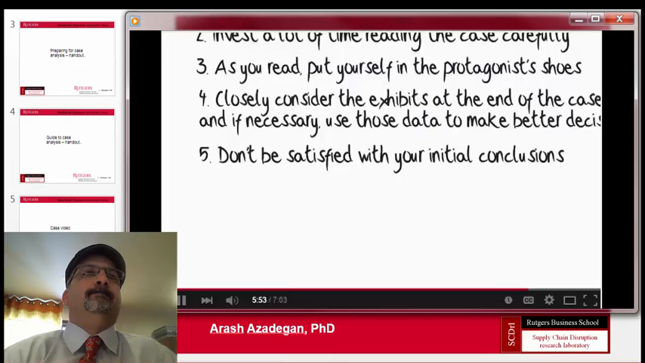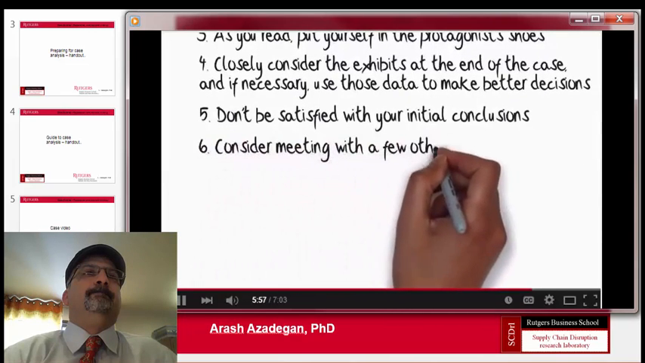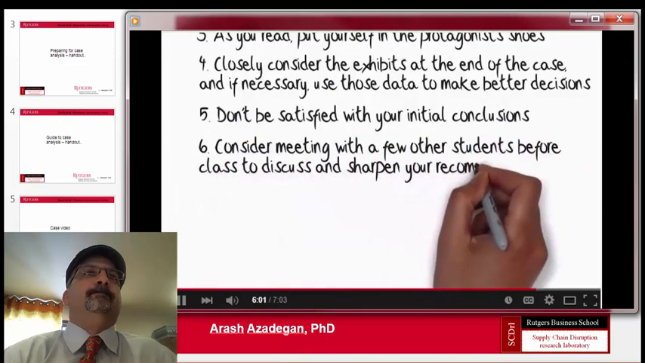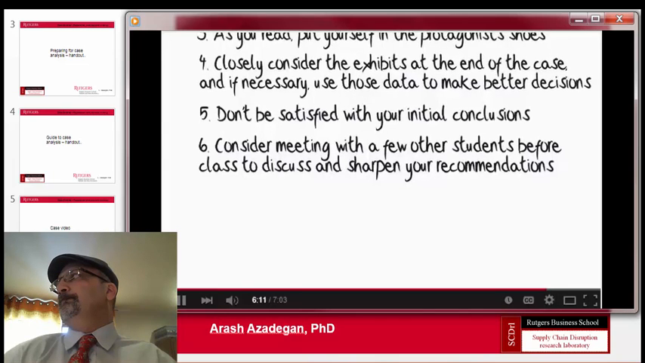Tip 6 is this, and don't miss this one. Consider meeting with a few other students before class to discuss and sharpen your recommendations. For many students, this is where the real learning happens. Plus, it gives you a chance to talk through your ideas in a small group, enabling you to participate more confidently in class.